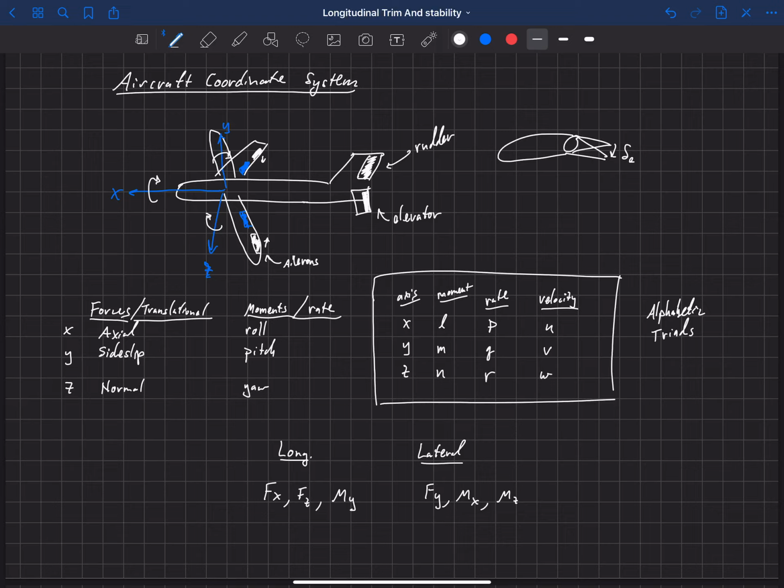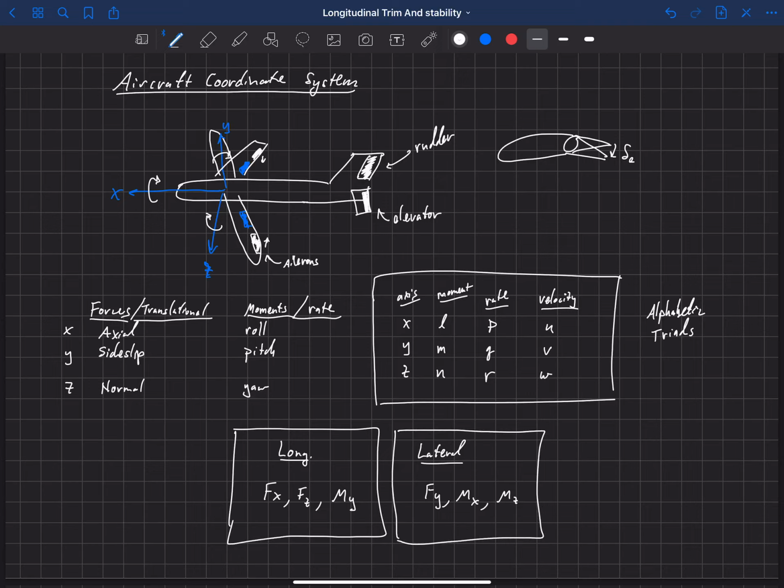So we'll be discussing first the longitudinal forces and moments, and once we have a solid grasp on that, then we'll move to lateral forces and moments, and that's how we'll kind of divide up our study in the coming lessons.